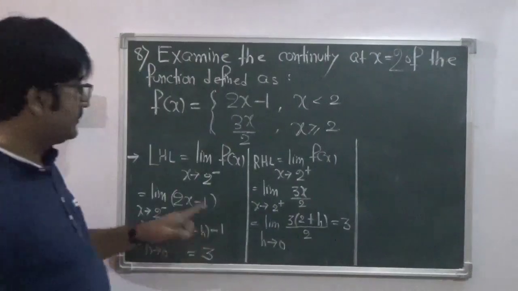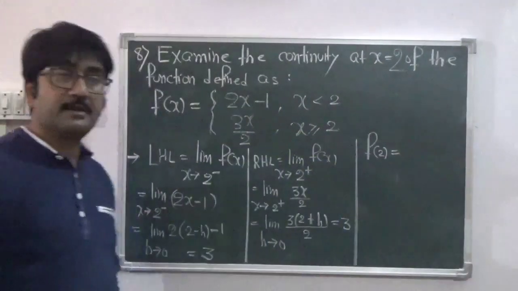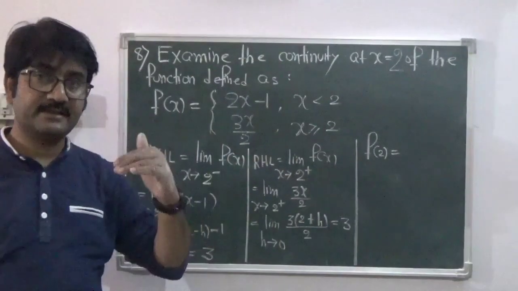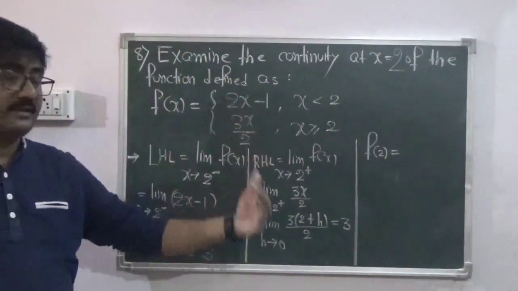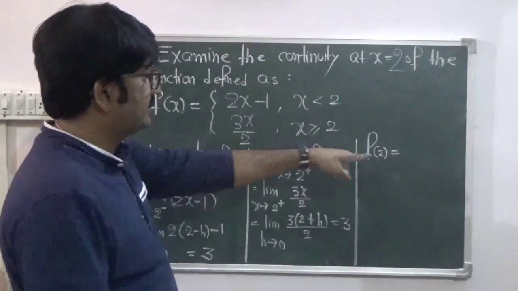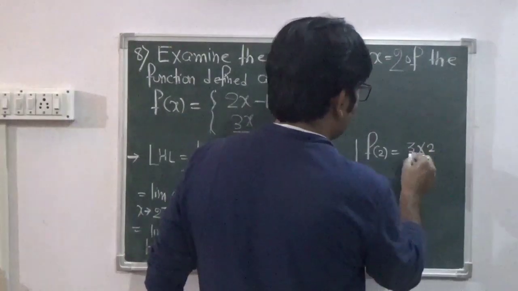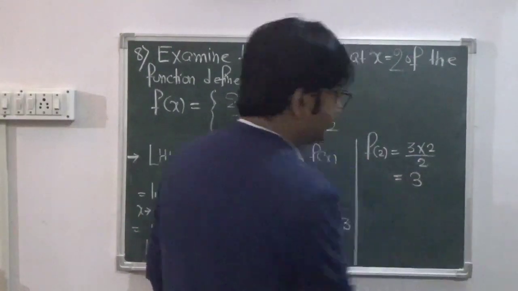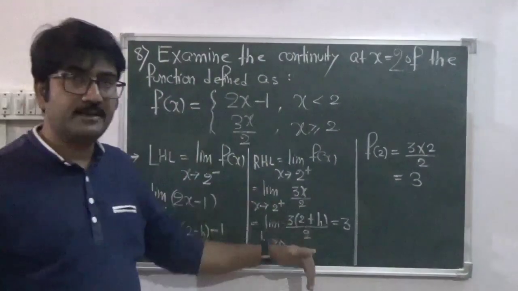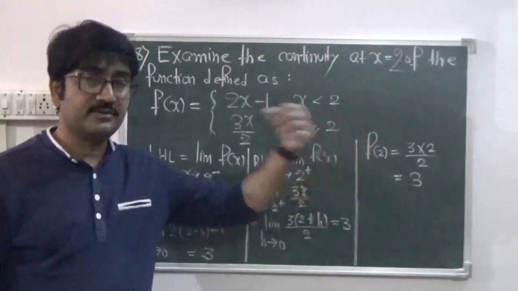Now let us find f of 2. Because left hand limit is 3 and right hand limit is also 3, the limit exists. And if f of 2 also becomes 3, then this function is continuous at x equals 2. Because x equals 2 is greater than or equal to 2, you have to use this function. So it is 3 into 2 by 2, and that is equal to 3. So here we finally see that the left hand limit is equal to the right hand limit is equal to the value of the function at the point, that is 3.